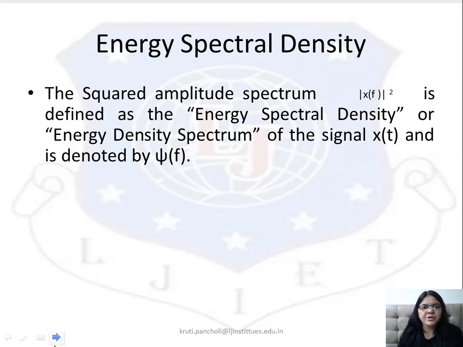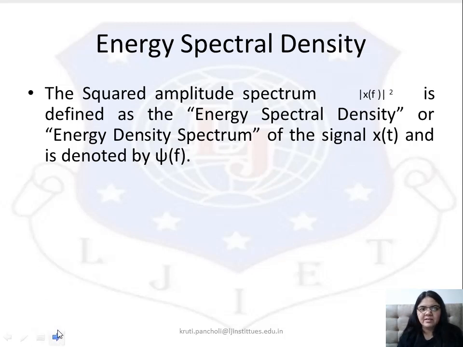Now in this video we will learn about energy spectral density. We know that our signal is x(t), and the Fourier transform of x(t) is X(f). The squared amplitude spectrum of X(f), that is |X(f)|², is defined as the energy spectral density. The energy spectral density of the x(t) function is denoted by psi(f).